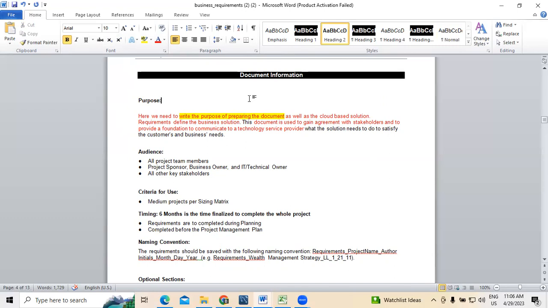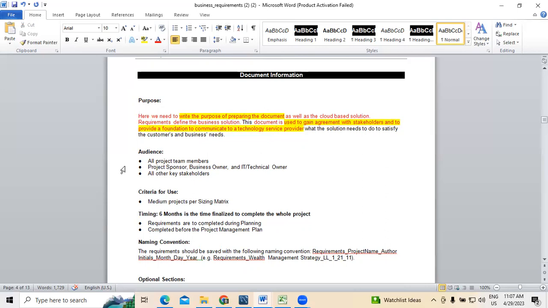At the same time, this document will give you a clear understanding, and it will be used to gain agreement with the stakeholders and to provide a foundation for communication to the technology and solution provider. Unless you know the understanding behind preparing this documentation, it will be of no value. So writing down the purpose of documentation is essentially required. This document also gives us a clear glimpse over the kind of agreement happening between the stakeholders and the technical service providers. That information has to be mentioned under the purpose. This is the first point.